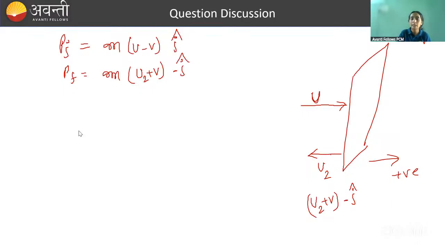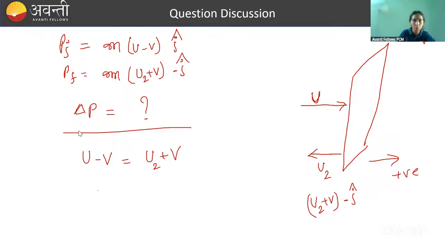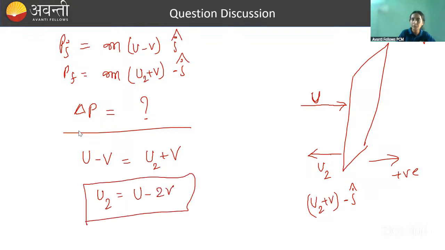Okay. For calculating force, you will calculate delta P, that is the change in momentum. So for the change, you will write this U plus V, and subtract it from this, and you will get that thing. After that, how will you find the relation for U2? Again, U minus V will be equal to U2 plus V. So if you solve it, U2 will be equal to U minus 2V. Okay. You will put the value here in place of delta P and then you will get the force.